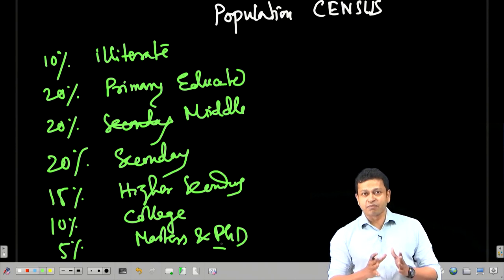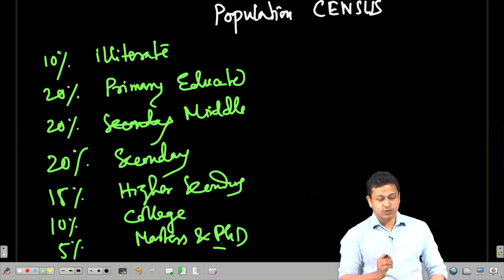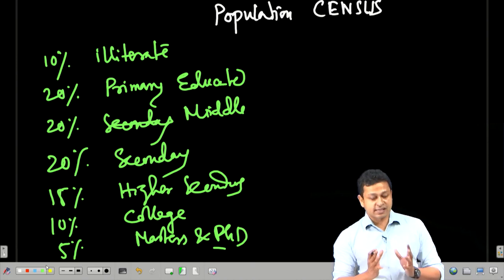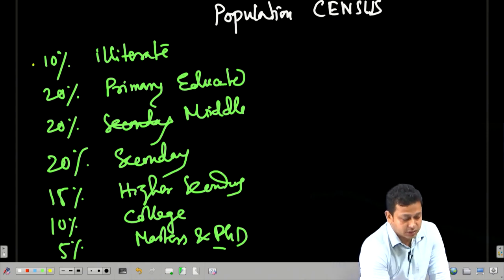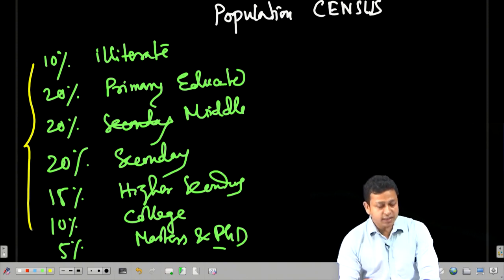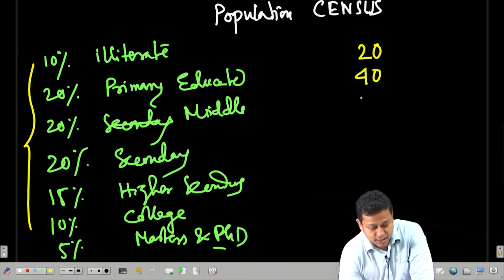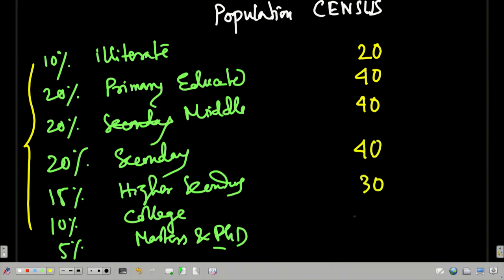Now I know this existing distribution already. When I select my sample, since xi is non-stochastic, I actually allocate the values for the xi. What do I mean by that? Let us say I have a sample of 200. I will use these proportions to decide my sample for each category. So I will select 20 illiterate, 40 primary educated, another 40 middle, another 40 secondary, another 30 higher secondary, another 20 college, and another 10 masters and PhD.